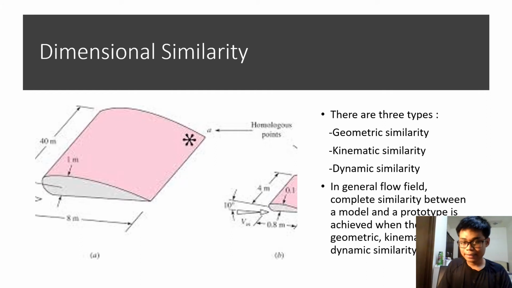The second one is kinematic similarity, which means that the velocity at any point in the model flow must be proportional. And for the third one, dynamic similarity, when all forces in the model flow scale by a constant factor to corresponding forces in the prototype flow. So in a general flow field, complete similarity between a model and a prototype is achieved when the geometric, kinematic, and dynamic similarity are all there.